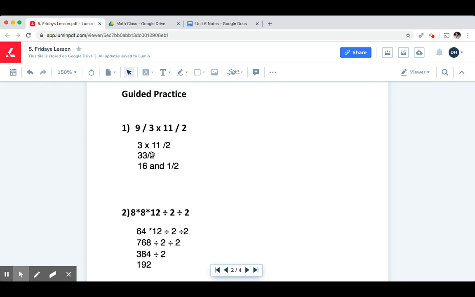For our first guided practice problem, we were given the following expression. I notice that there's only multiplication and division happening, so we know that since there's only multiplication and division, with no parentheses, we should just work our way from left to right. 9 divided by 3 is 3, and I rewrite the rest of my expression. 3 times 11 is 33. Rewrite the rest. 33 divided by 2 gets you 16 and 1/2.